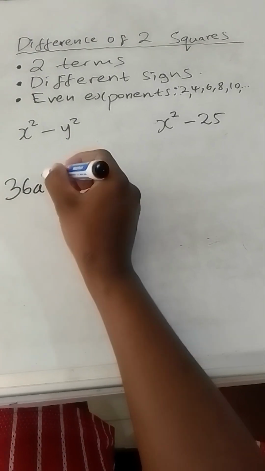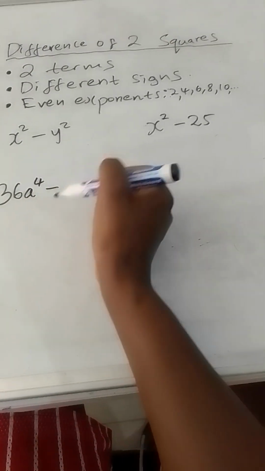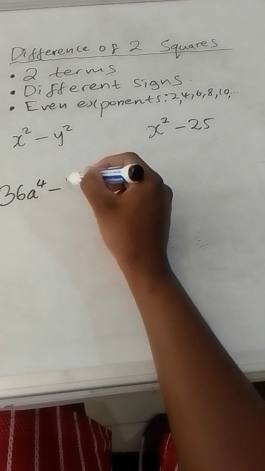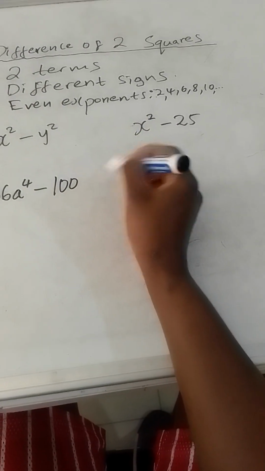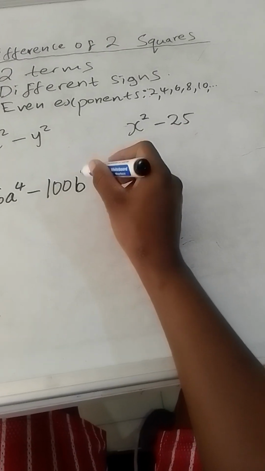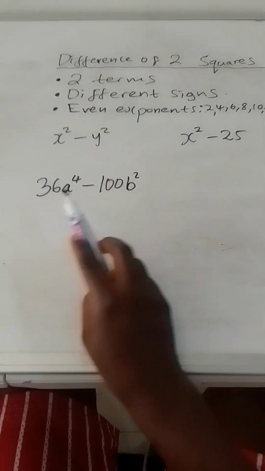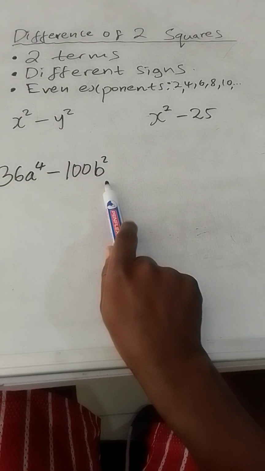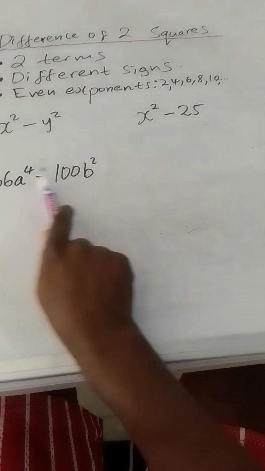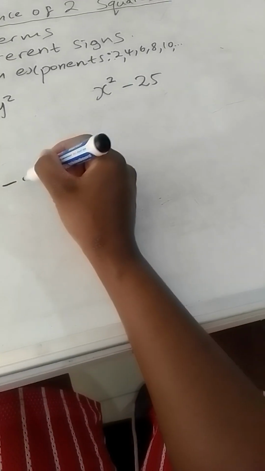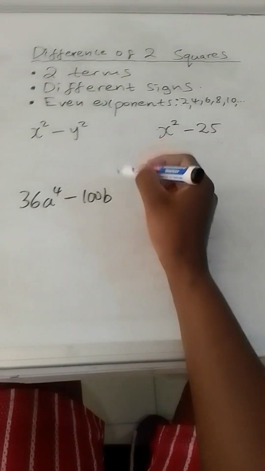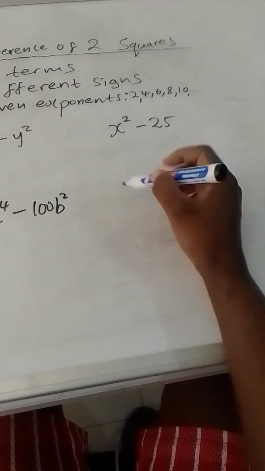36a to the power 4 minus, let's say 100b squared. So this is a difference of two squares as well because it has two terms with different signs and the exponents are even. So I'm just going to erase this and rewrite it to give me some space here. So 36a to the power 4 minus 100b to the power 2. And then last example.